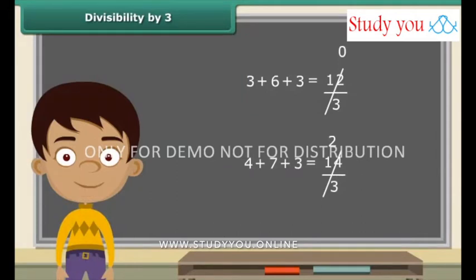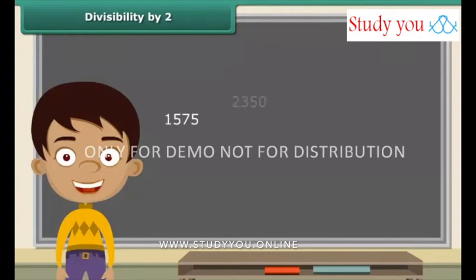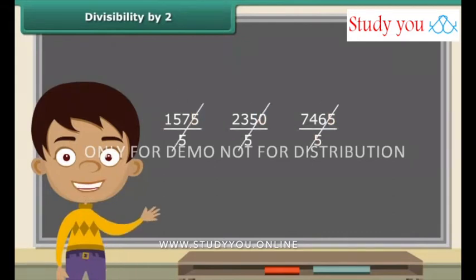Therefore, we can say that if the sum of the digits of a number is a multiple of 3, then the number is divisible by 3. Anuj finds it very easy to devise a rule for checking divisibility by 5. Any number that ends with a 0 or a 5 is a multiple of 5. Therefore, it is divisible by 5.